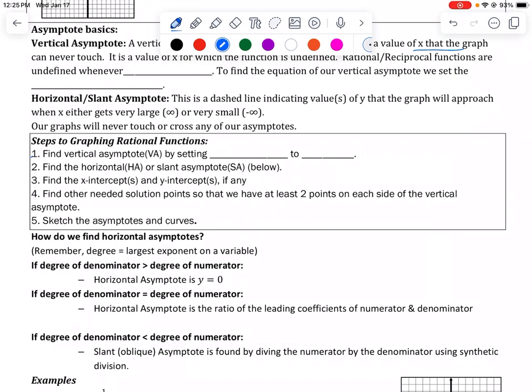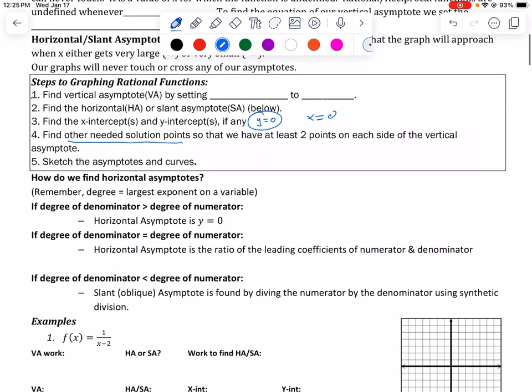Then we're going to find the x-intercepts and y-intercepts. Remember, to find the x-intercept, we make y equal to 0, and then we solve. To find the y-intercept, x equals 0. So we're going to make each one 0 and then solve. I'll show you what that looks like. And then we may need to find other points so that we have 2 on each side. You'll see what that looks like, and then we'll sketch it, okay?